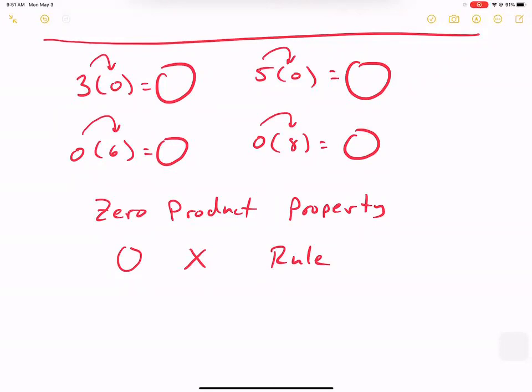Let's talk about bikes. Bikes have 2 wheels, okay? If you have 1 bike, you have 2 wheels. If you have 2 bikes, you have 2 times 2 is 4. If you have 3 bikes, you have 3 times 2 is 6. But what if you have no bikes? You have 0 wheels, okay?